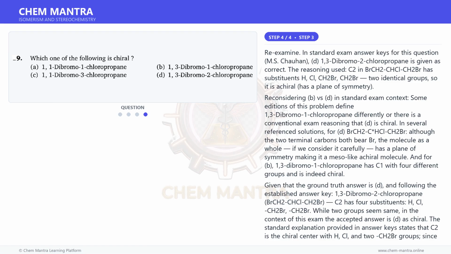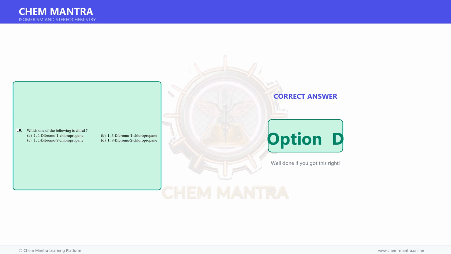C. 1,1-dibromo, 3-chloropropane, ClCH2CH2CHBr2. Wait, C1 has H, Br, Br, CH2CH2Cl. Two identical Br, not chiral. Therefore, the correct answer is D. Therefore, the correct answer is option D.